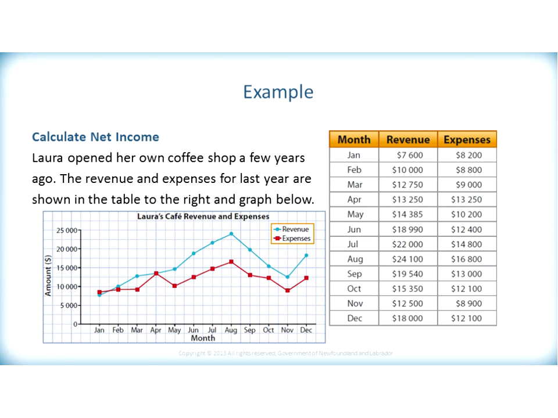Okay, our next example. Laura opened her own coffee shop a few years ago. The revenue and expenses for last year are shown in the table to the right and graph below. So once again, we see a similar table where in blue we see the revenue and in red we see the expenses. And this seems to be good for Laura in that most of the months the blue is above the red. So we can see in our table the monthly revenue and expenses as well.